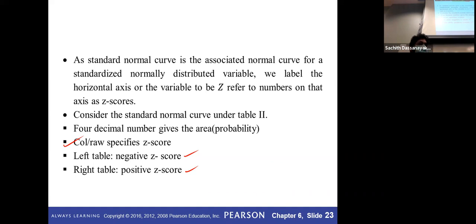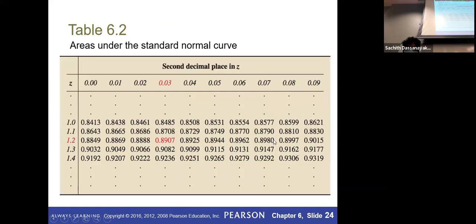Okay, if Z values are positive, I think it's the second table, so use that. Don't mix them up. If you mix them, the answer is going to be wrong. Okay, sorry. So this is the table I showed you.